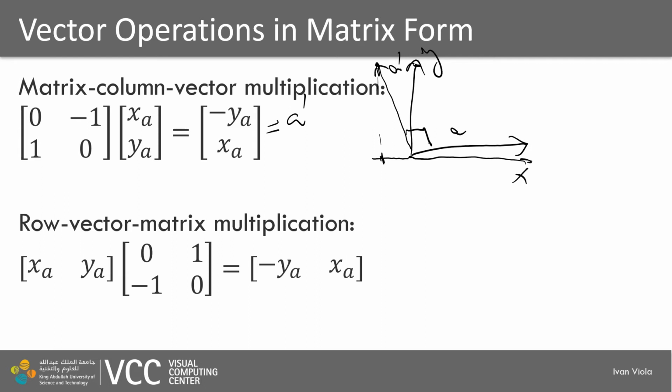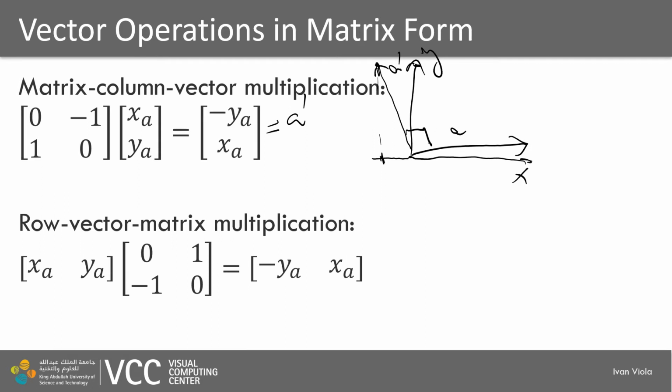With this matrix multiplication, we have actually achieved a rotation of a vector. And this will become very important in the next lecture on transformations, because this is how we will be transforming points and vertices in space.